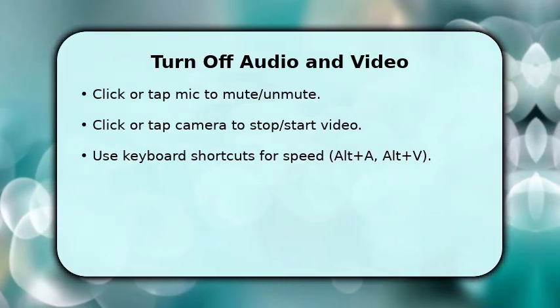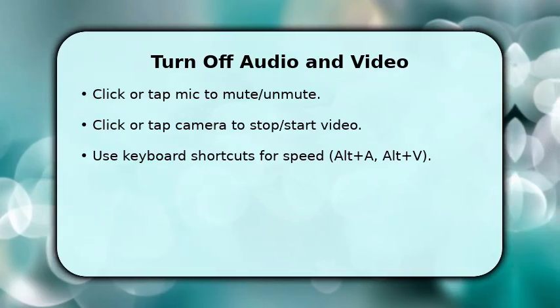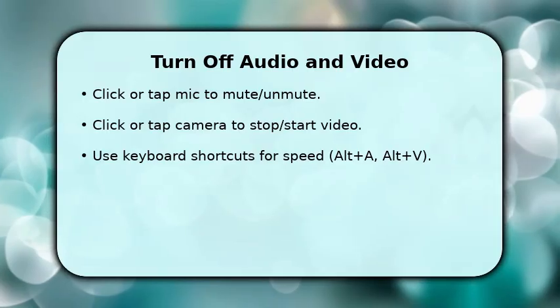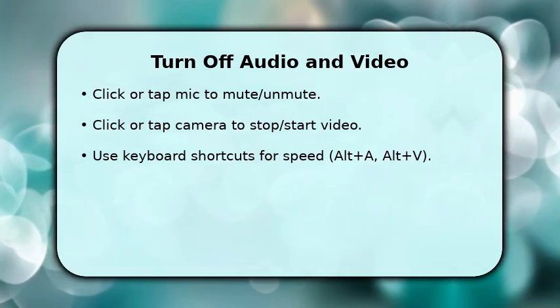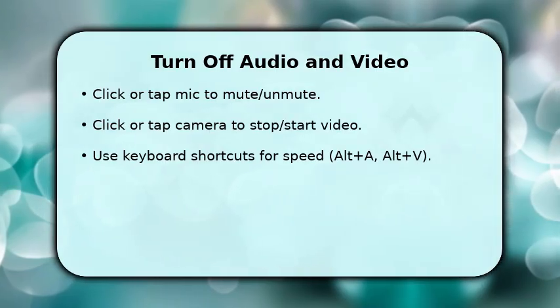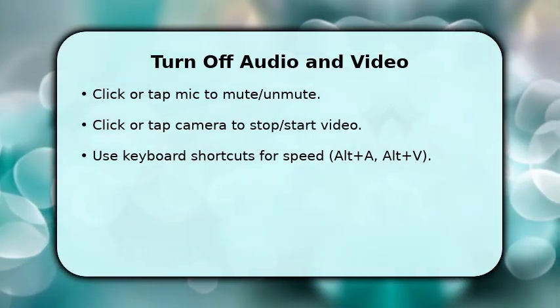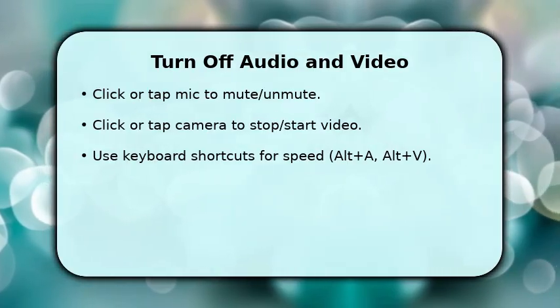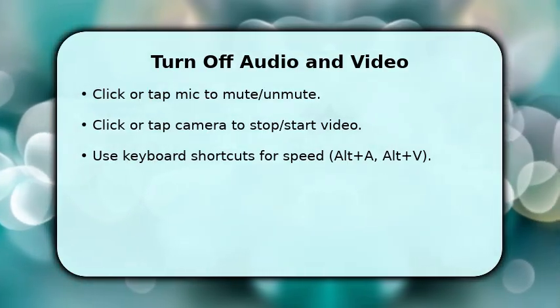For video, click the camera icon or use the video shortcut to stop sending your camera feed. Zoom then displays your name or profile image. If you need temporary silence, use push-to-talk where available. If you want privacy, select Stop Video and verify your background or virtual camera is off. These actions give direct control over what others hear and see.